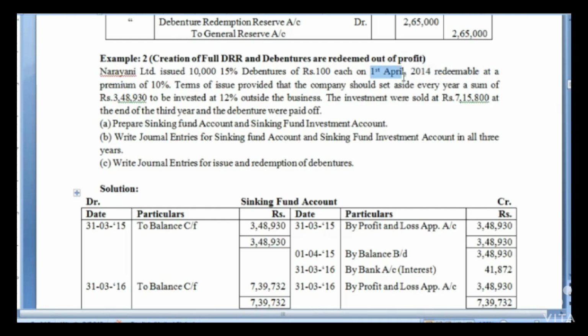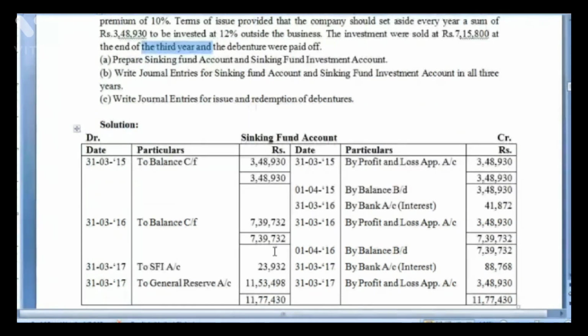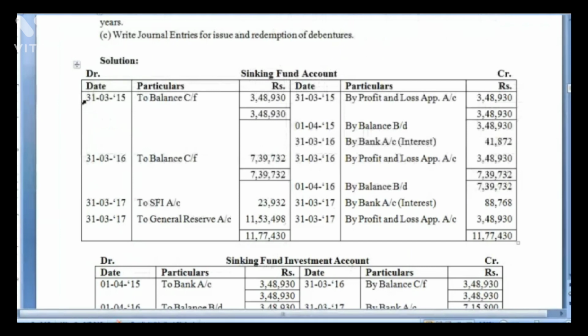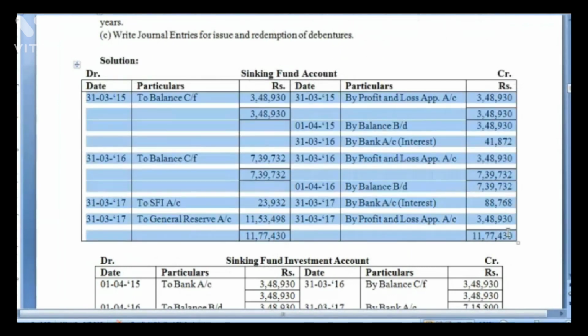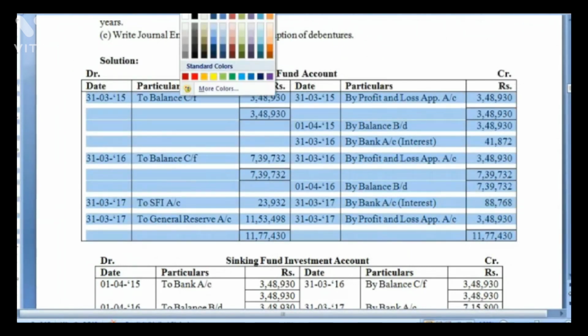Clear? And where it is to be redeemable, the terms of issue provided that the investment was sold at 7,15,800 at the end of the third year. So you have to prepare accounts for 3 years. Means every year you transfer some amount to sinking fund account. So you are required to prepare a sinking fund account like this. A sinking fund account like this will be prepared.